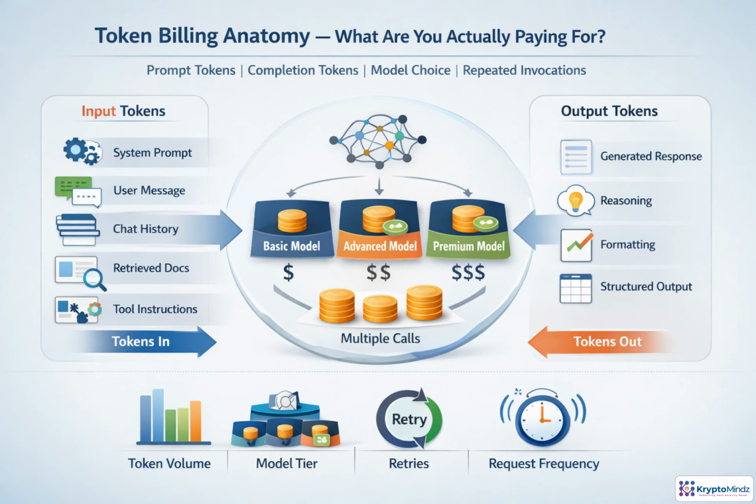Every LLM call has two metered sides: what you send in and what the model sends back. Input tokens include more than the user's question. They can include system instructions, chat history, retrieved documents, and tool schemas. Output tokens include the answer, along with formatting, structured fields, and any extra generated text. Pricing then depends on the model tier, with larger models usually costing more, especially for output. Retries and high request volume repeat the charge. Cost control starts with trimming context, choosing the smallest capable model, limiting verbosity, and avoiding unnecessary calls.